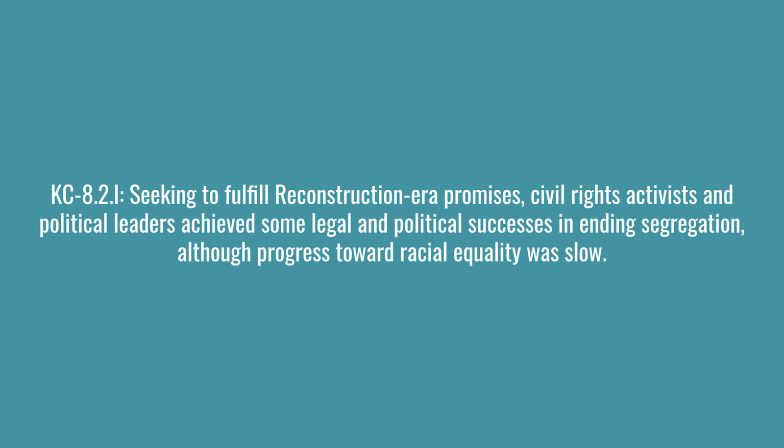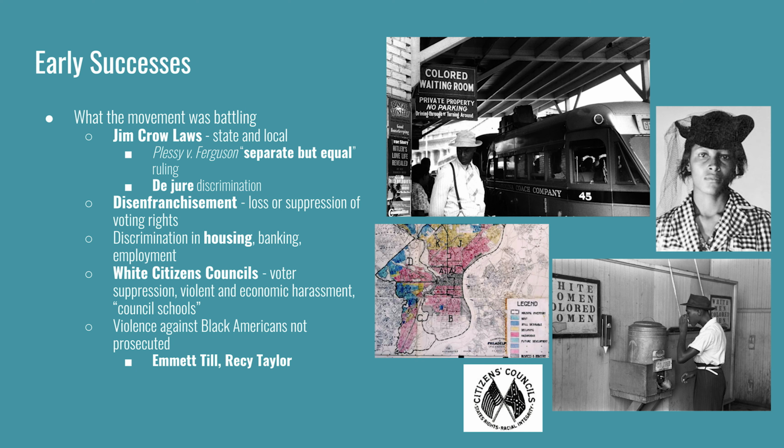The first key concept says, seeking to fulfill Reconstruction-era promises, civil rights activists and political leaders achieved some legal and political successes in ending segregation, although progress towards racial equality was slow. To be clear, what the civil rights movement was trying to confront was Jim Crow laws that instituted segregation across the South, but also their disenfranchisement despite the 15th Amendment, the lack of economic opportunities or social mobility, and threats of violence to their lives.